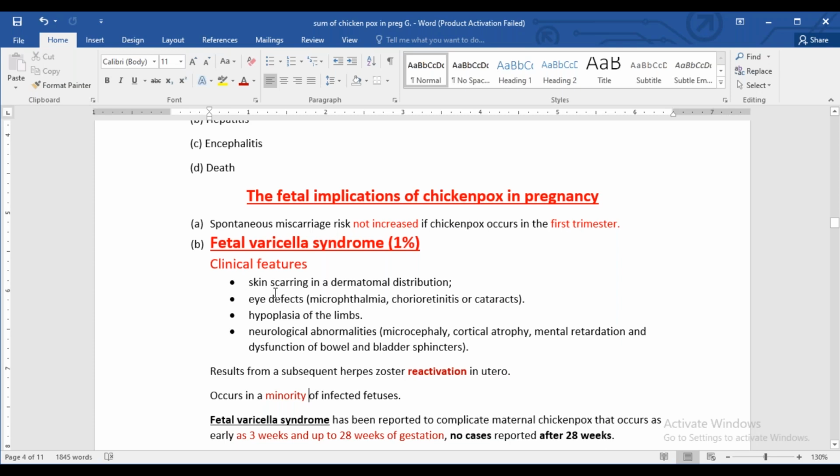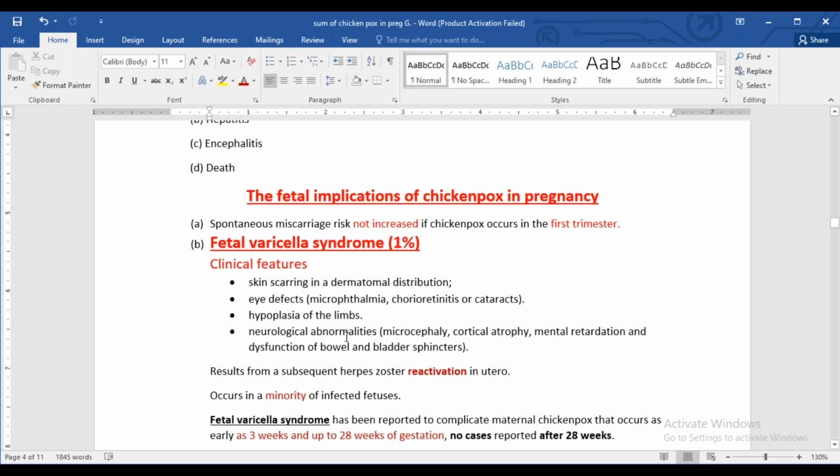The baby may have skin scarring in dermatomal distribution, and we will say why dermatomal distribution, why not just rash. It may have eye defects, microphthalmia, chorioretinitis, or cataracts, and they may have limb hypoplasia, also some neurological abnormalities because this virus affects the nerve root: maybe cortical atrophy, mental retardation, microcephaly, and some dysfunction of the bowel and the bladder sphincters.